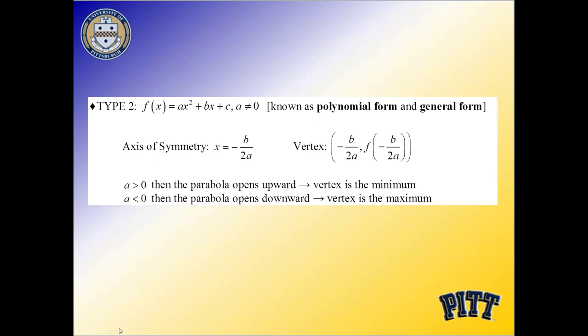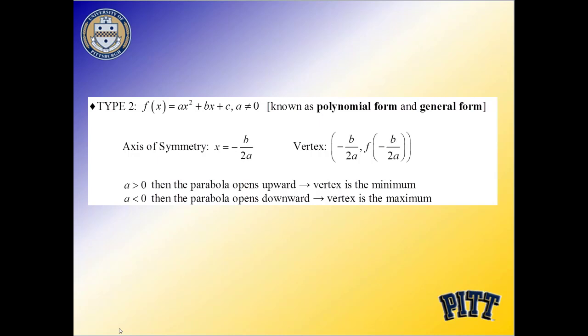So don't just automatically think that a is the first number you see in a quadratic function. You have to make sure it's also in front of the x squared. We usually write them in order from highest power to lowest power, but sometimes they're not necessarily presented to you in that order, so just be careful about that.